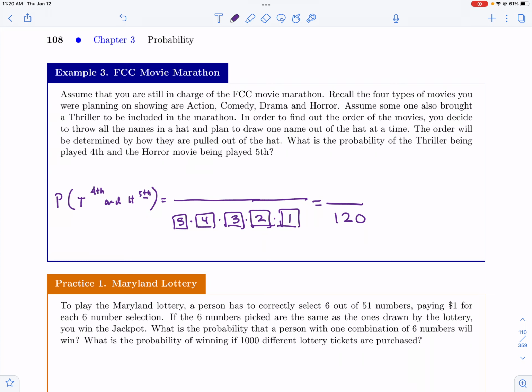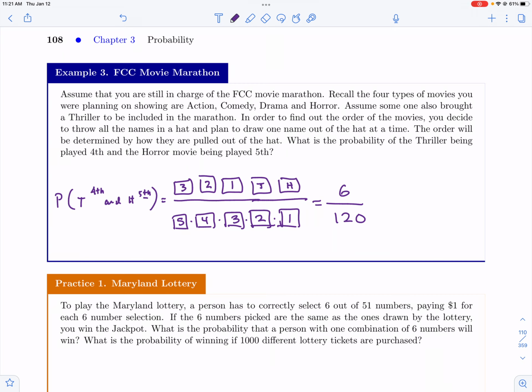Yep, 120. Now on the top, this is where our restriction comes in, because we want to guarantee that the thriller is 4th and the horror is 5th. So when we lay these out, we can go ahead and put in the T for thriller and the H for horror in that 4th and 5th position. So we really only have control over the first 3 movies, action, comedy, and drama. So what that means is we've got 3 choices for that first movie, 2 choices for the second, and then finally 1 choice for the third, which is going to give us 6 out of 120.